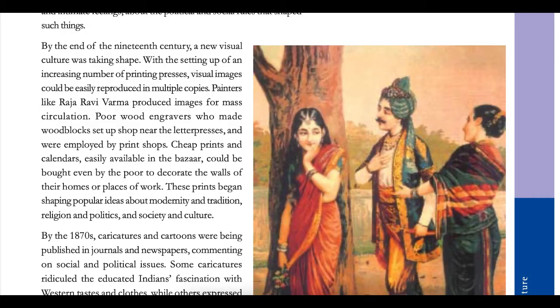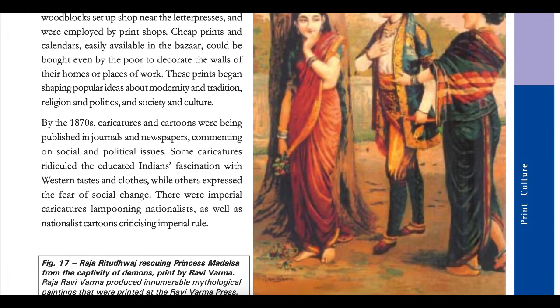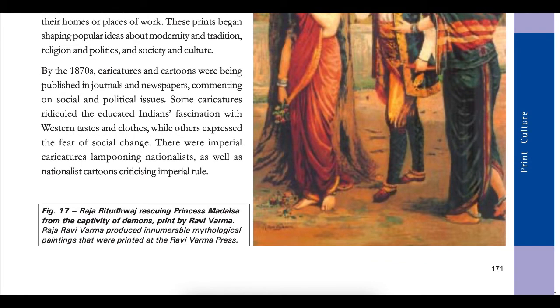With the setting up of an increasing number of printing presses, visual images could be easily reproduced in multiple copies. Painters like Raja Ravi Varma produced images for mass circulation. Poor wood engravers who made woodblocks set up shop near the letter presses and were employed by print shops. Cheap prints and calendars easily available in the bazaar could be bought even by the poor to decorate the walls of their homes or places of work. These prints began shaping popular ideas about modernity and tradition, religion and politics, and society and culture.